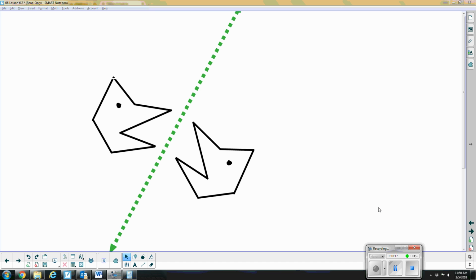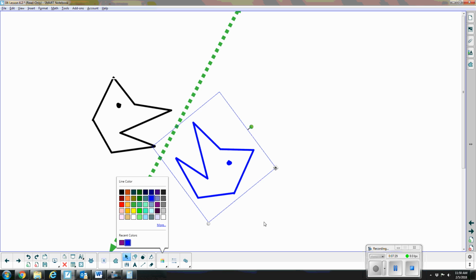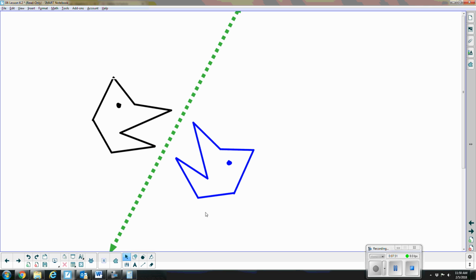Okay, so once you have your first image reflected, the next step is to draw another fold line, and you're going to reflect your second image. So again, let me change this color to blue. So I'll reflect it over the blue line. We'll make this blue too, to get the blue image.